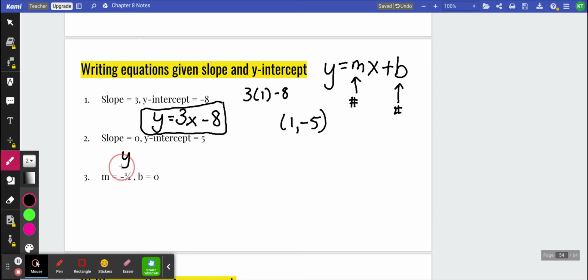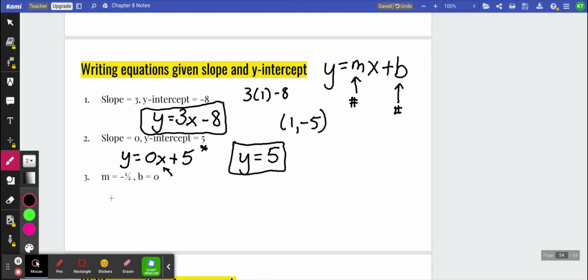So here, y, plug in my value for slope, so 0x plus 5. Now, it's okay to write your equation like this, but remember 0 times anything is just 0. So the answer key would have that written y equals 5.